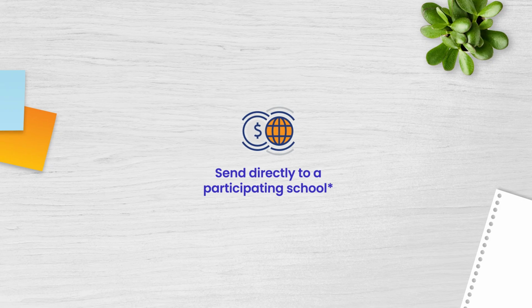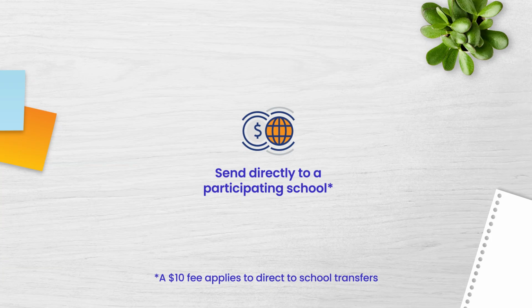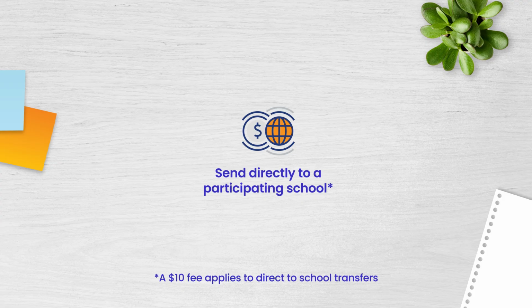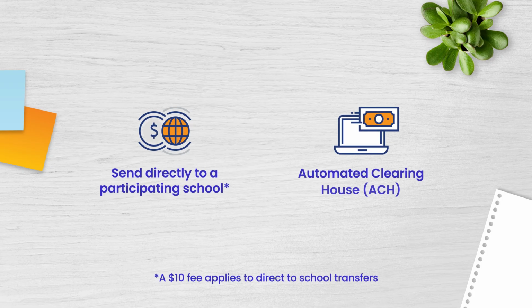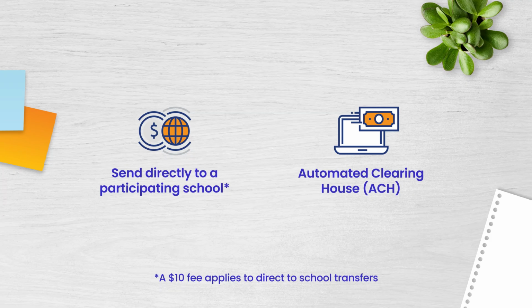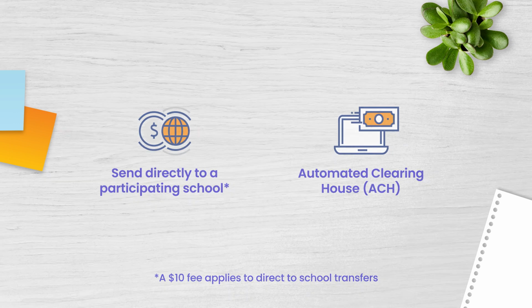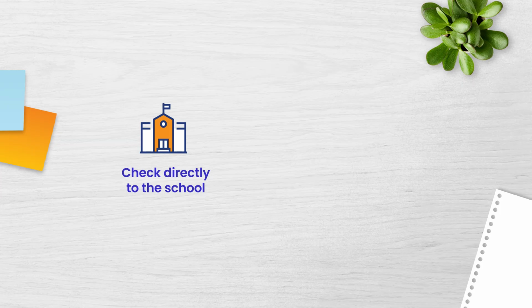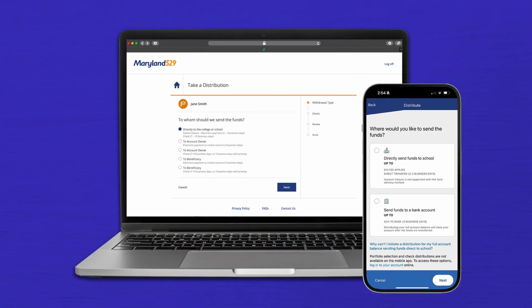Your online account and the ReadySave 529 mobile app offer a convenient and efficient way to send your savings directly to over 800 participating educational institutions electronically. This is the fastest option to get funds to a school. Your distribution can also be transferred electronically from either platform to you or your beneficiary's bank account by automated clearinghouse. If you prefer, your online account offers the flexibility to mail your funds via check directly to schools, to yourself, or to your beneficiary.